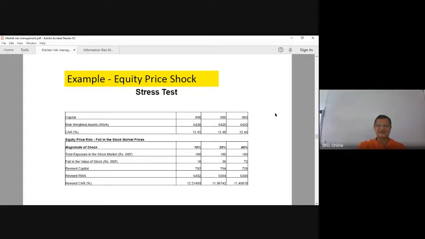When your capital gets reduced, your risk weight will go up, because your capital has to be divided by your risk-weighted assets. So earlier your capital adequacy ratio was 12.45. A reduction of 10% of your share value will bring down your capital adequacy ratio to 12.21. If the reduction is 20%, it will come down to 11.96. If it is 40%, it will go to 11.468. This is how you see the price shock or equity price change as a risk factor in investing in the stock market. But this magnitude of shock has to have some facts.